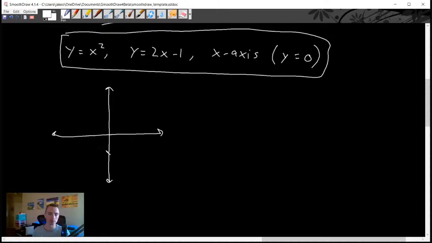So first of all, y equals x squared. That's just going to be a parabola with the vertex at the origin. That's relatively straightforward.